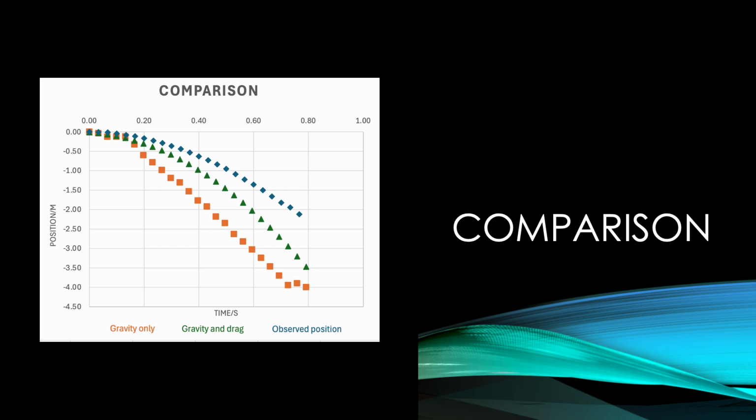I then plotted all the graphs together in order to compare them, from which I was able to realize that when only gravity was involved, the tissue paper fell down the quickest compared to real life and the computational model which included gravity and drag, which proves that drag acts in the opposite direction of the gravitational force and slows down the velocity of the object falling.